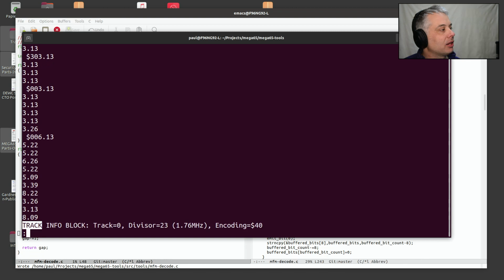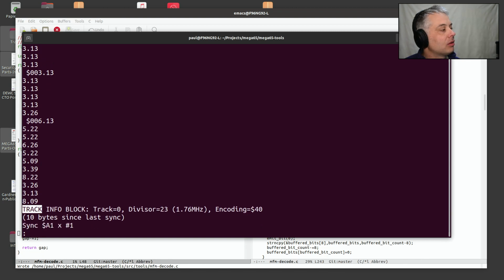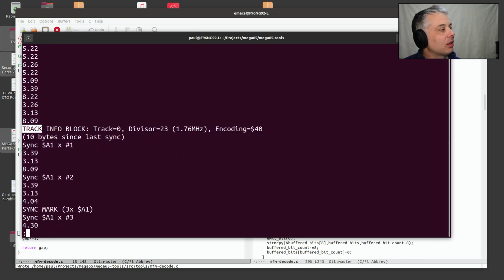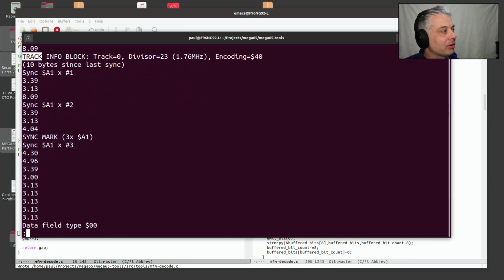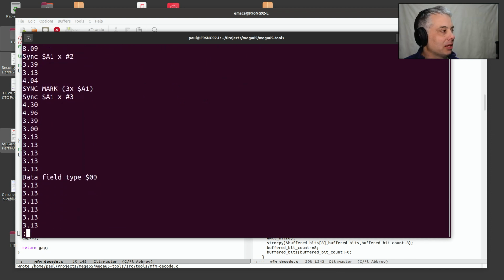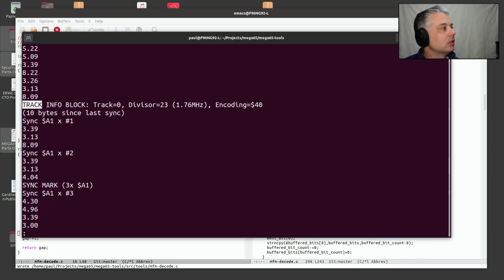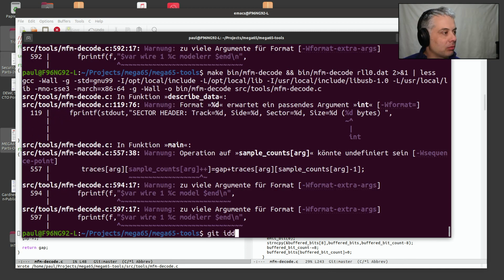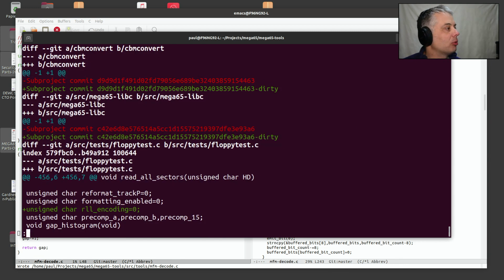Right, so now we're getting 0 bytes, and we're seeing a sync and a sync and a sync. We are seeing RLL sync bytes. This is very encouraging. And then we're getting a data field type of 0. So what else are we getting in there? 009, and then rubbish, and it's getting lost. But that's still progress. I'm actually just going to commit this as well before we get any further.